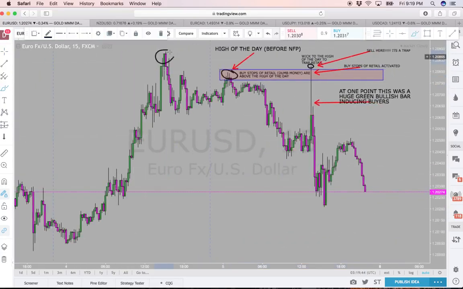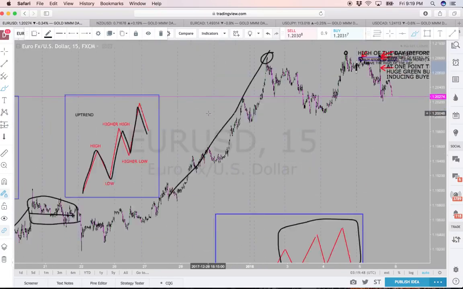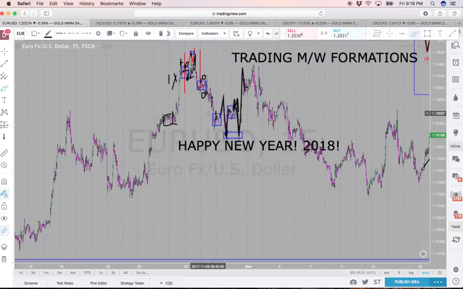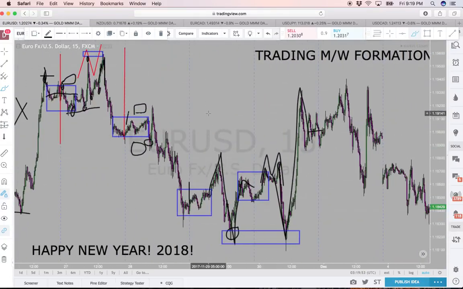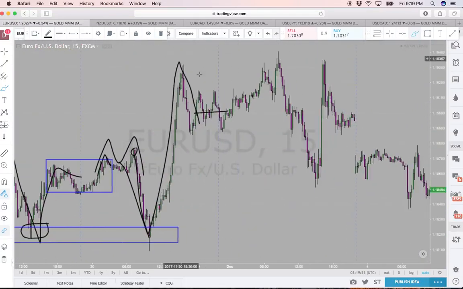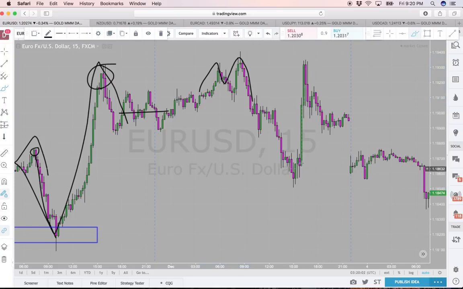Here's the high of the previous day. And let's go back here. Here's the high of this previous day. Here's that M formation. And then this is most likely a news event that created this spike up to the high once more. This is what a lot of people call a triple top.